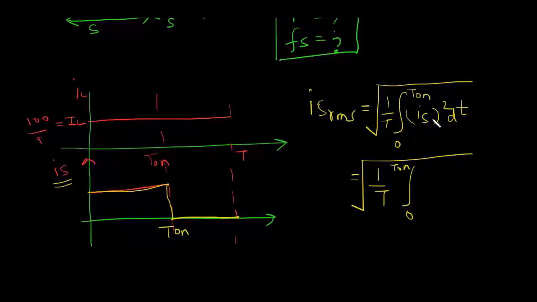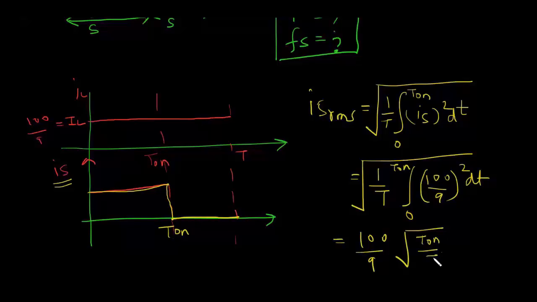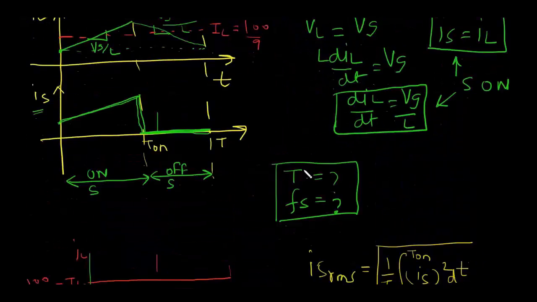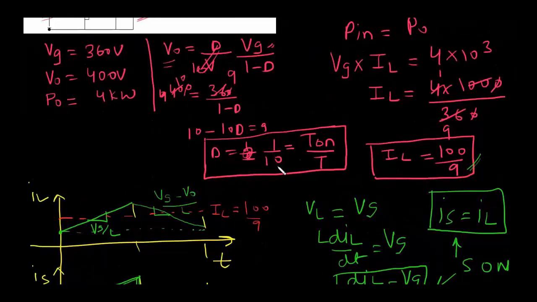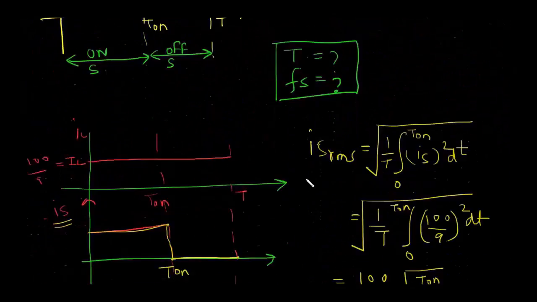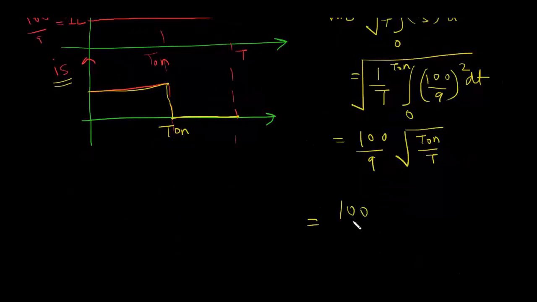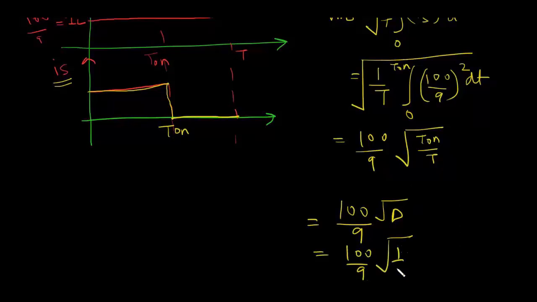So during 0 to T on, IS is equal to IL, which is equal to 100 by 9. So you can put this value here, 100 by 9 whole square dt, or you can write it as 100 by 9 under root T on by T, and T on by T is nothing but the duty cycle, which we already have calculated. It is 1 by 10. So if you put it, it is nothing but root D, so we know D is 1 by 10. If you solve it, you will get 3.5. So this is the answer for this question.